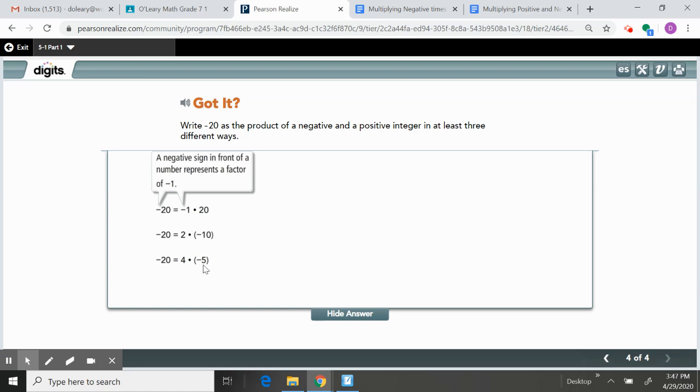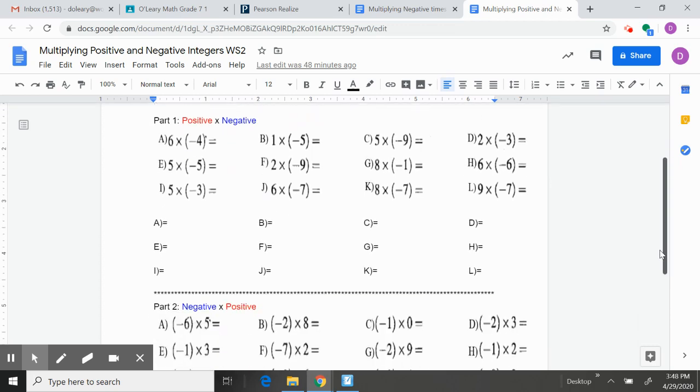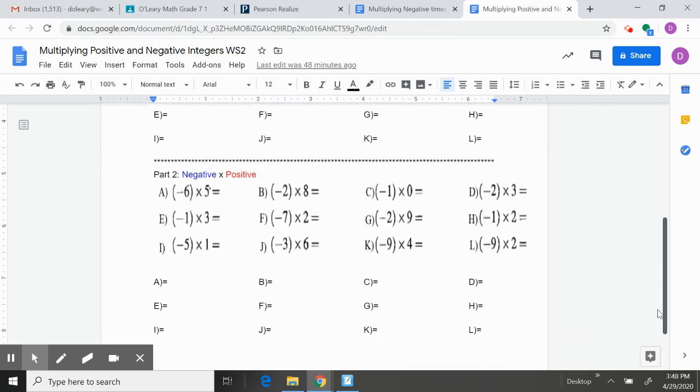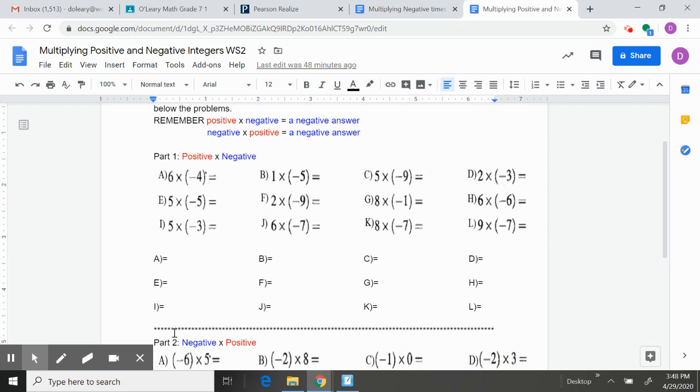All right, so when you log on today, go to part 1, which is assigned to you, and do that. And also, I'm going to ask you to complete positive times negative integers worksheet 2. Problems A through L at the top and A through L on the bottom. Up top, you have positive times negative. Down the bottom, negative times positive. So give that a shot today. Any questions, let me know.